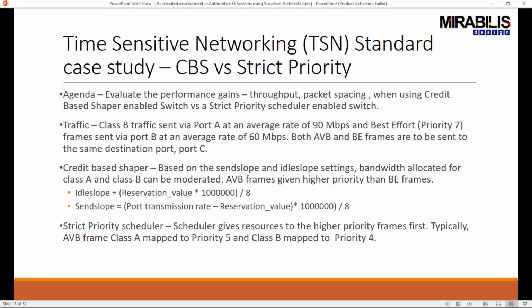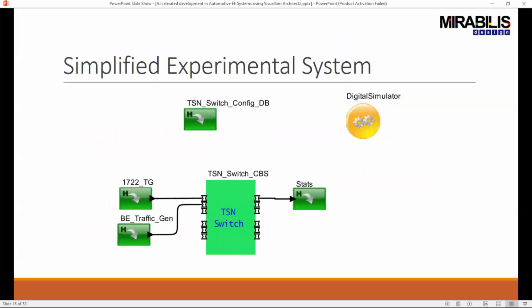We have to input the idle slope and send slope values for classes A and B, so as to allocate the bandwidth required for classes A and B. For the strict priority scheduler, it will simply look at the priority of the frames and select the highest priority packet. So this is the environmental setup. We have the class A/B packets generated by a traffic generator, and the best effort frames generated by another traffic generator. They all go into the switch via different ports, and they all go to the same destination, where we have connected a sink to determine the stats.